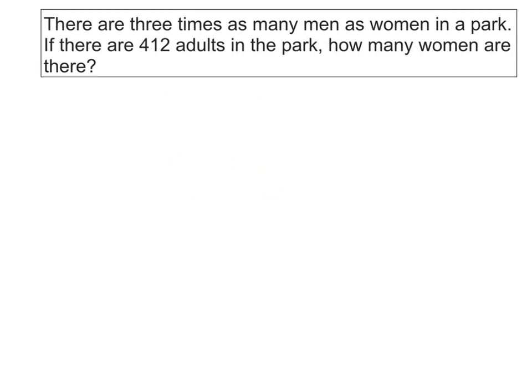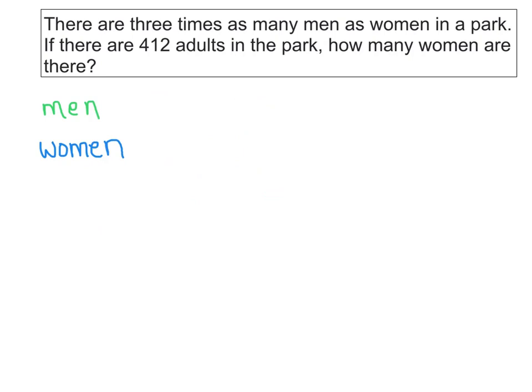All right, when I ask myself the question, who or what are we keeping track of in this story, who's involved, I see that we're keeping track of men and women who are at the park. Apparently, this is a park that does not have children. Very strange park. When I read the story to see the relationship between these two quantities, I see that there are 3 times as many men as women.